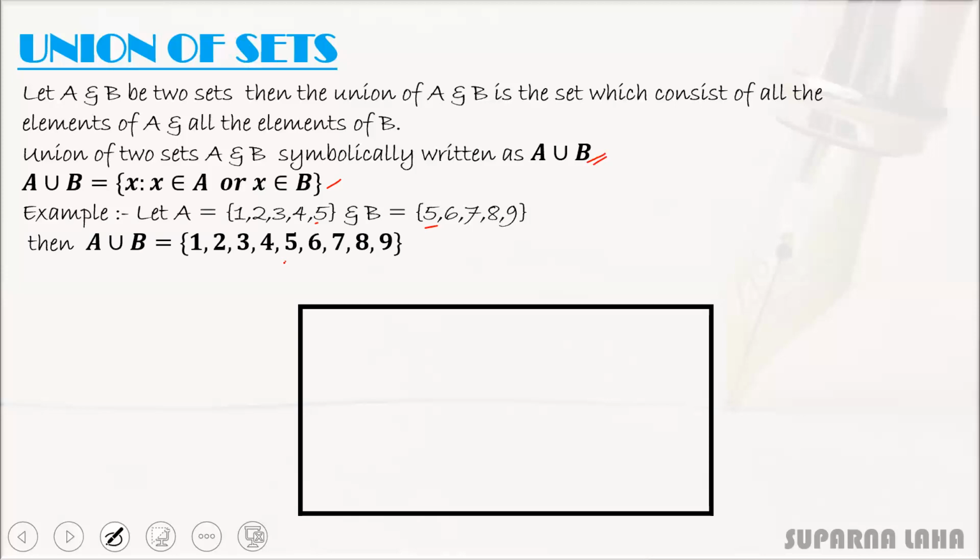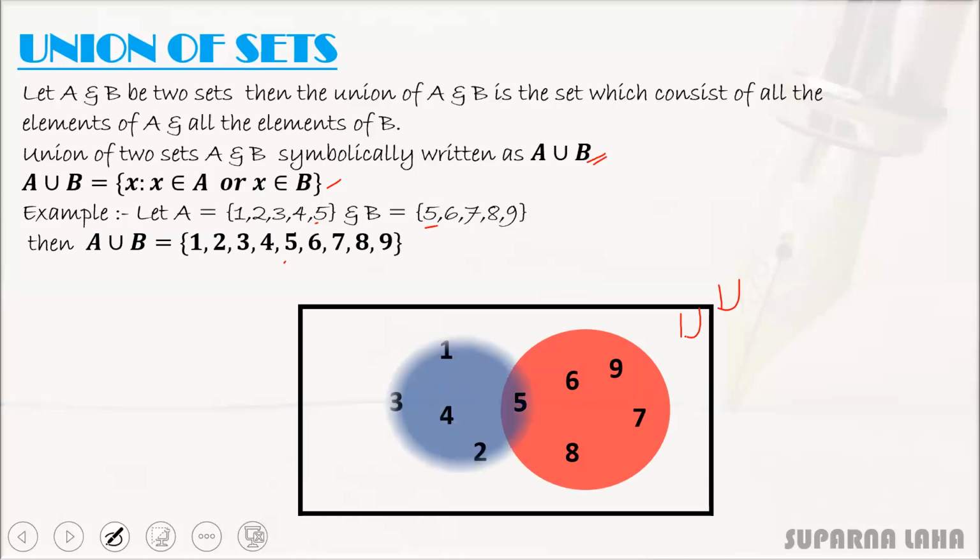So this is our universal set U, or you can write it inside this rectangle. The set B is like that, 5, 6, 7, 8, 9, and the set A is like that, 1, 2, 3, 4, 5. And look, 5 is present in the common portion of these two sets. Now its union looks like that. The total area covered by these two sets is A union B.